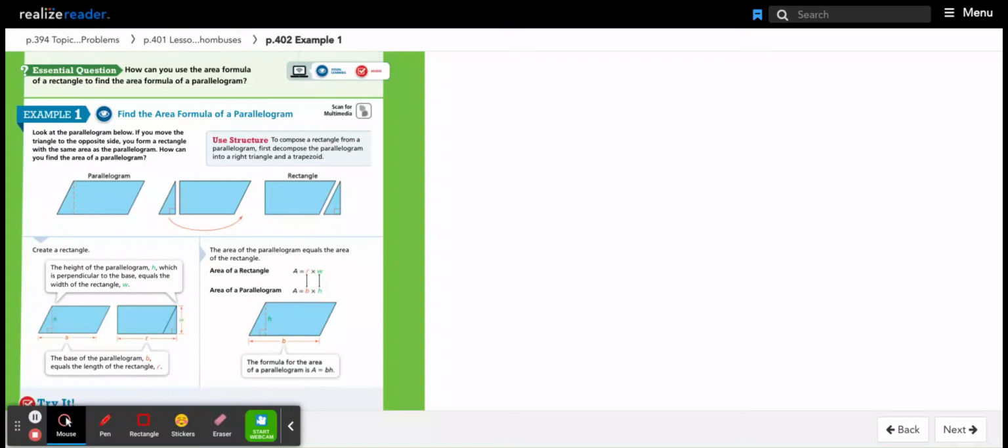This is lesson 7.1. We are going to find the area of a parallelogram and of a rhombus. We are going to use the area formula for a rectangle to help us do this. So the area formula for a rectangle is area equals base times height. So now let's see why we are able to use the same formula.